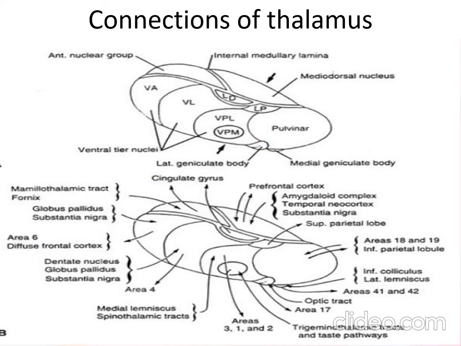Next again, we will summarize here the connections of the thalamus. First, we will move to the anterior nuclear group. We studied this receives its afferent fibers from the mammillary body through the mammillothalamic tract and sends its efferent fibers to the cingulate gyrus, and this plays an important role mainly in emotion and mood.